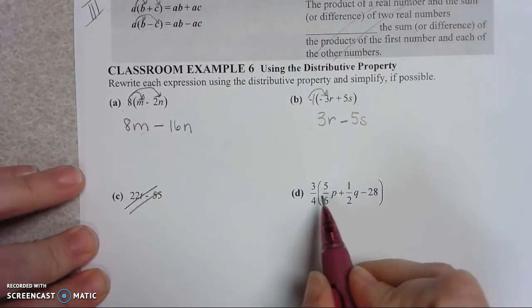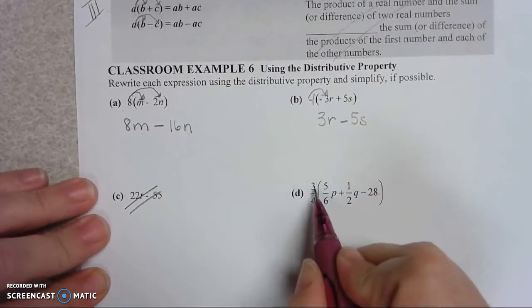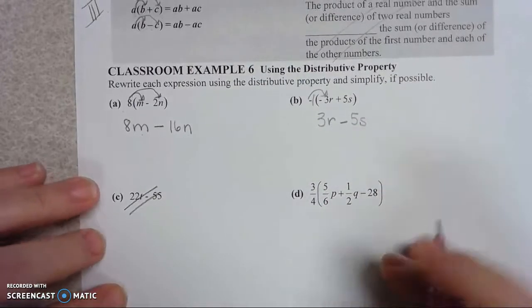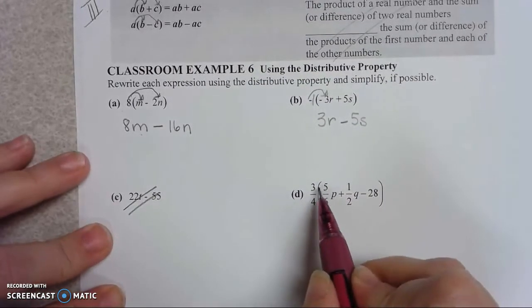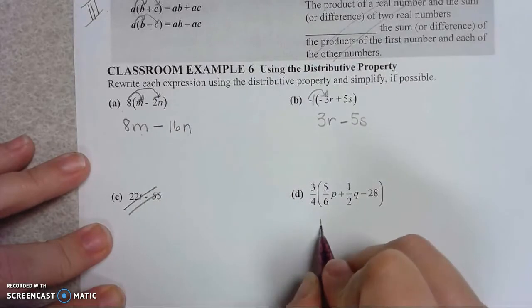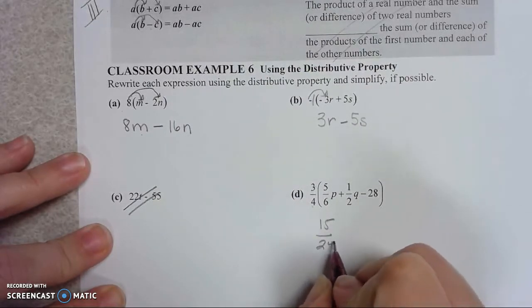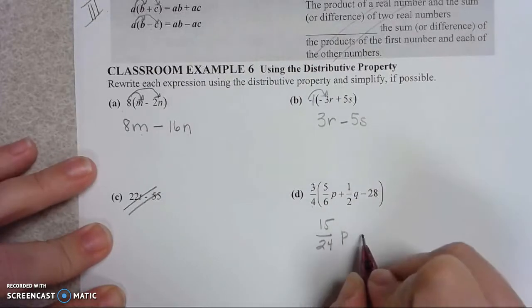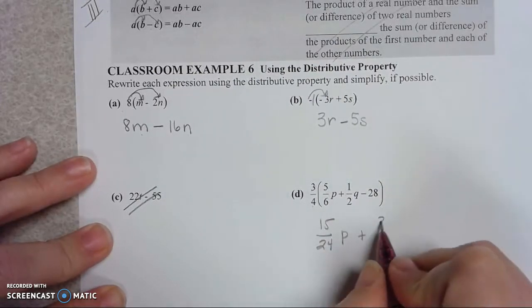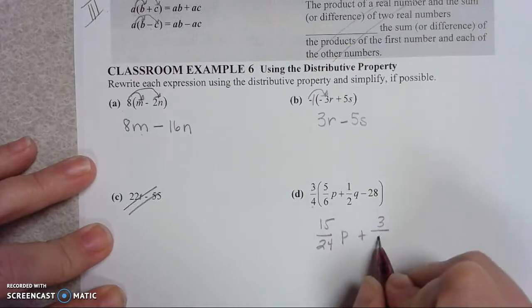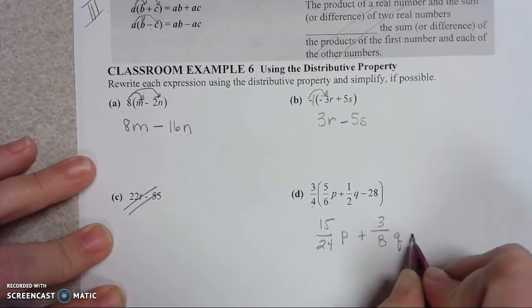Alright, 3/4 multiplied times what's in parentheses would be 3/4 times 5/6. Remember, when multiplying fractions, it's top times top. So that would be 15, and bottom times bottom would be 24p. 3 times 1, 4 times 2, q.